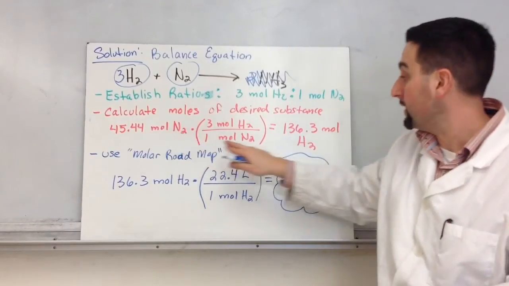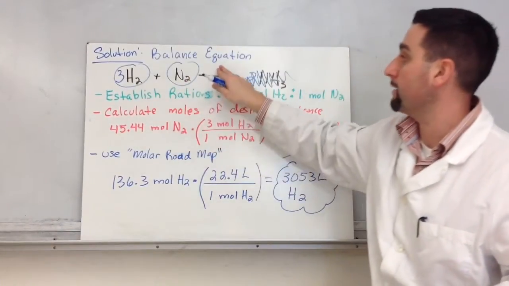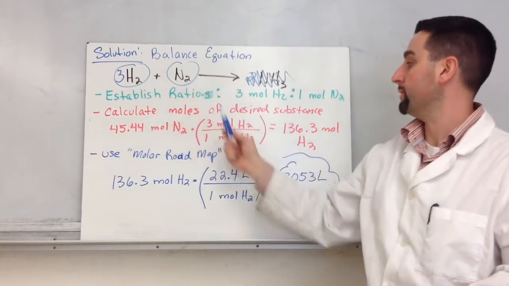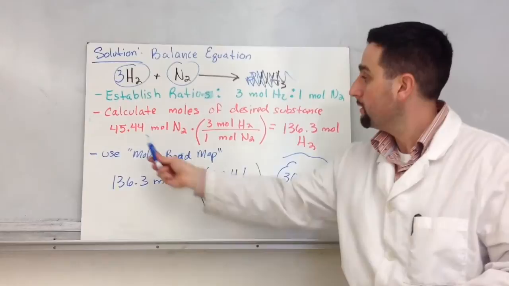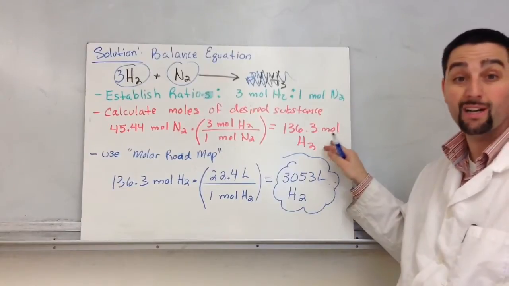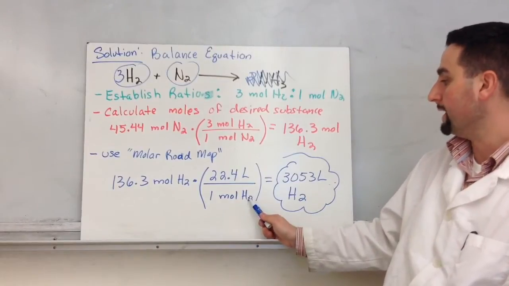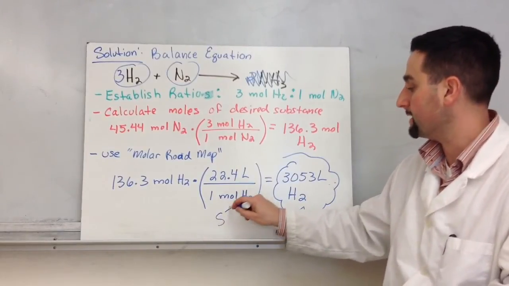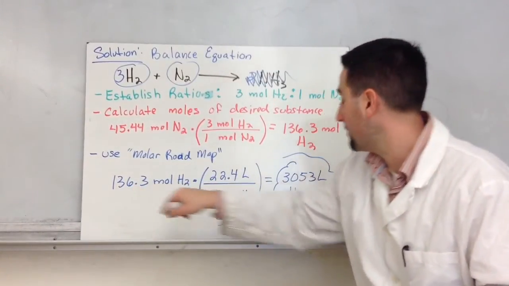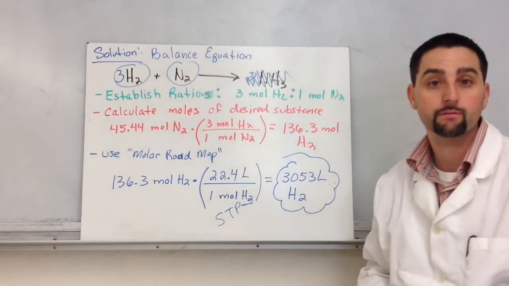And to make the jump between N2 to H2, big surprise, I've got to use my ratios. That's why we balanced, right? So there's 3 moles of H2 required for 1 mole of N2 to react. So to do the math here, 45.44 times 3 gets us in the ballpark of 136.3 moles of H2. I'm not done yet. We've got to get that to liters. So 1 mole of any gas, in this case H2, at STP, occupies 22.4 liters. I multiply that by my moles. In sig figs, we get 3,053 liters.